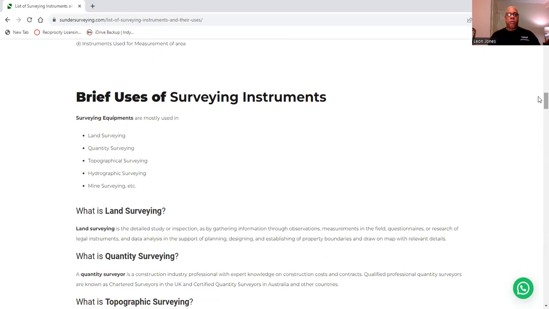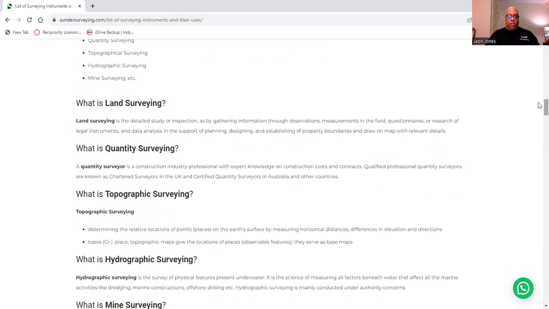Now, brief uses of surveying instruments. Survey instruments, again, are basically equipment used to measure land, take angles and volume of land and areas of land. Surveying equipment is mostly used for quantity surveying, mine surveying, topographical surveying, route surveying, hydrographic surveying, and basically land surveying. You could say boundary surveying or property line surveying. So when we put everything together, and this is going to be a piggyback off of the video I did a couple of days ago when we dealt with types of surveying, we're going to get right back into some types of surveying. Like, what is land surveying?